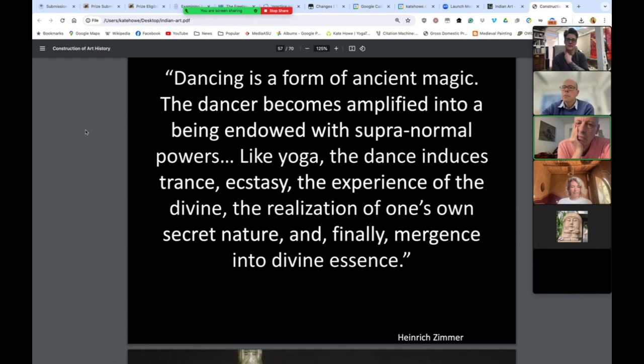Dancing is a form of ancient magic. The dancer becomes amplified into being endowed with supranormal powers. Like yoga, the dance induces trance, ecstasy, the experience of the divine, the realization of one's own secret nature, and finally emergence into divine essence.